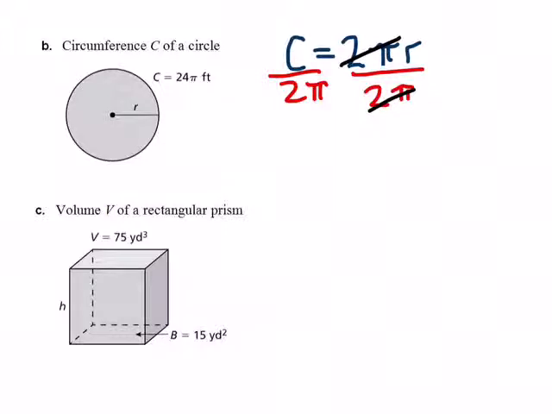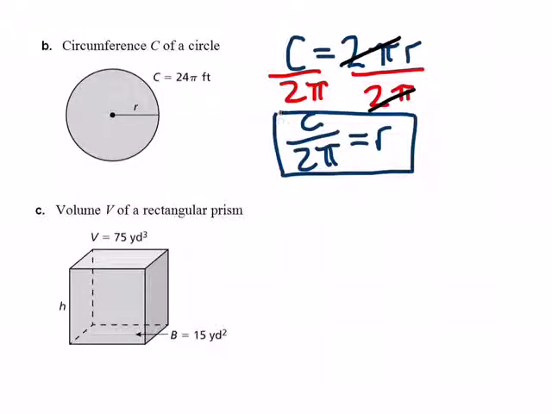r equals the circumference divided by 2 pi. There's our new formula, all solved for one variable. Well, what is our circumference? Our circumference is 24 pi. So we plug it in, and we say r equals 24 pi all over 2 pi. Okay, and these pi's are going to cancel out, and they're gone. They make 1, and 24 divided by 2 is just 12. And in this case, our units are feet.